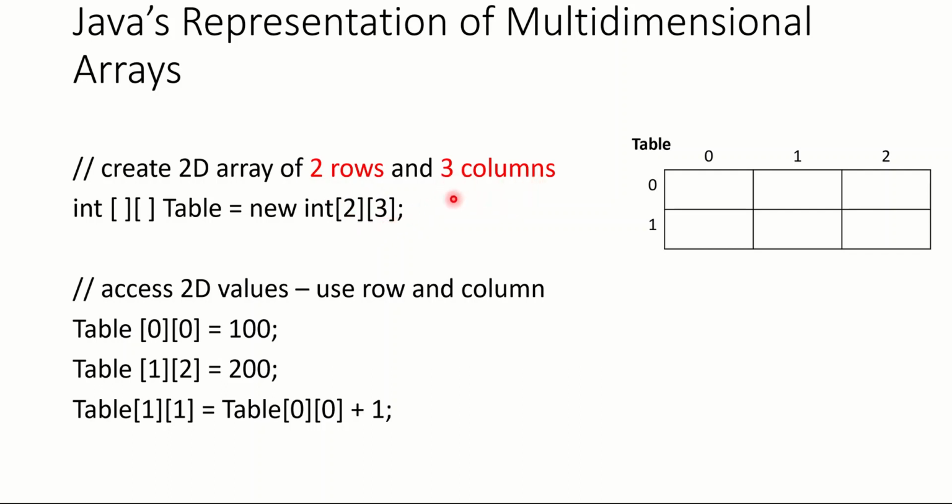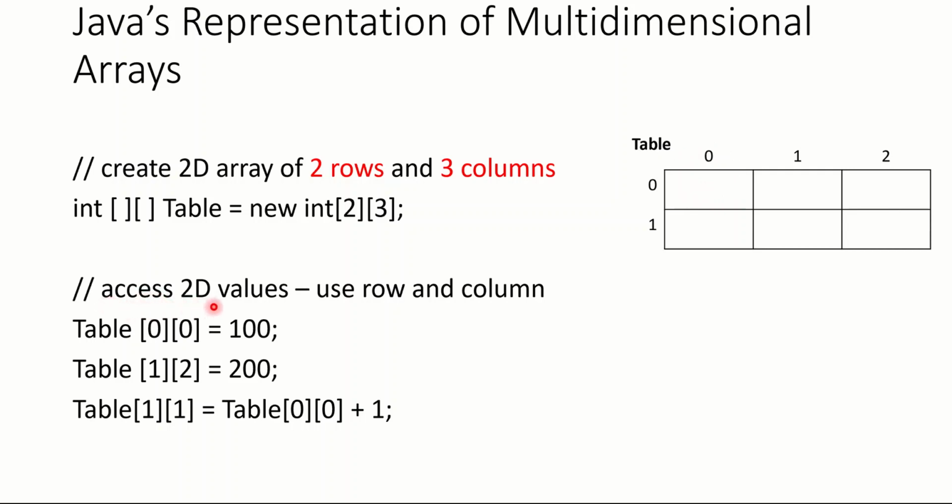Now, as soon as this statement is executed, you will have your table. You will have 2 rows, and always the first row starts with 0. And for each row you will have 3 columns, and always the columns start with 0 as well.